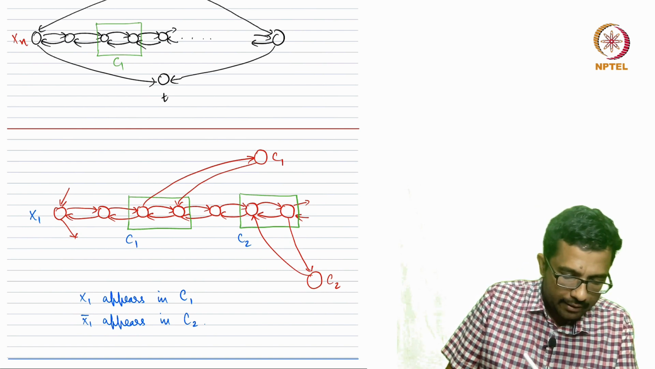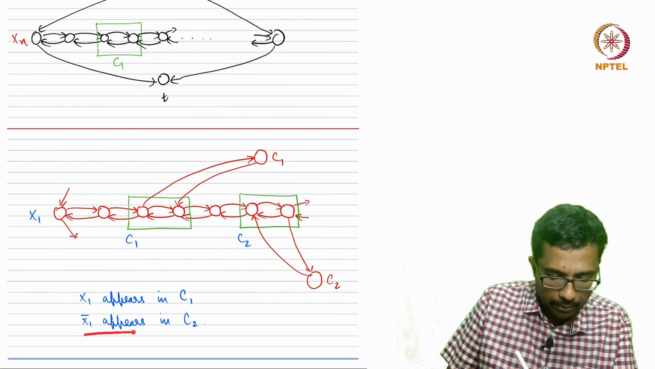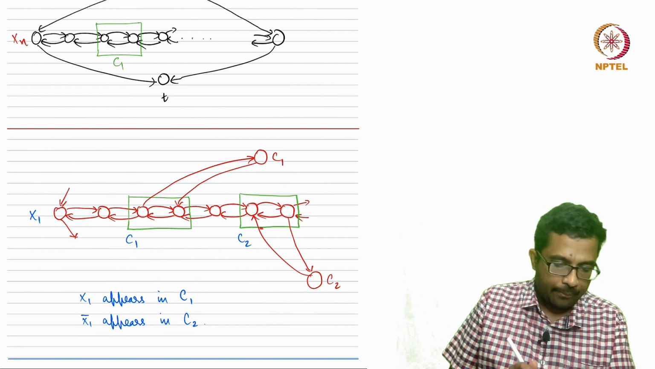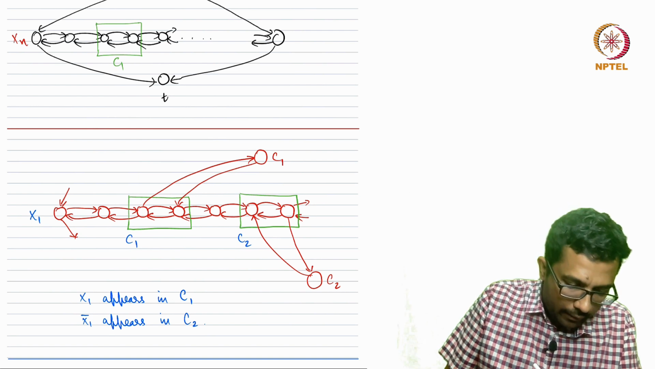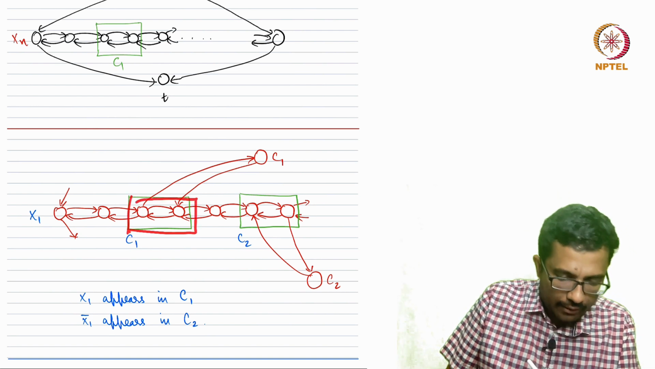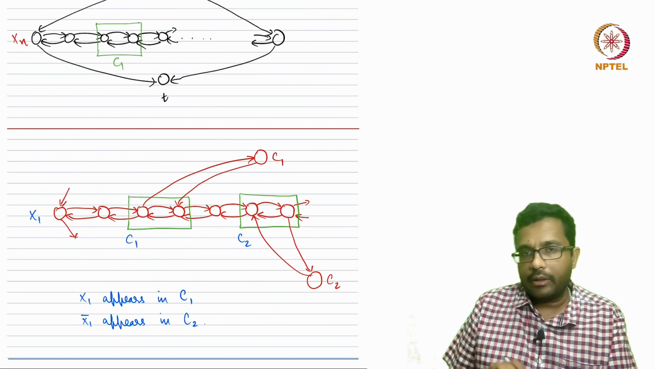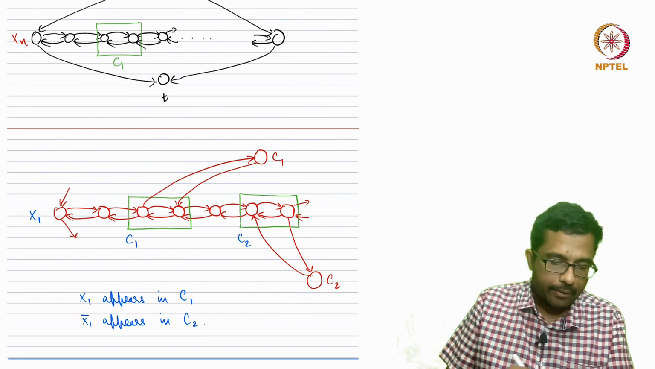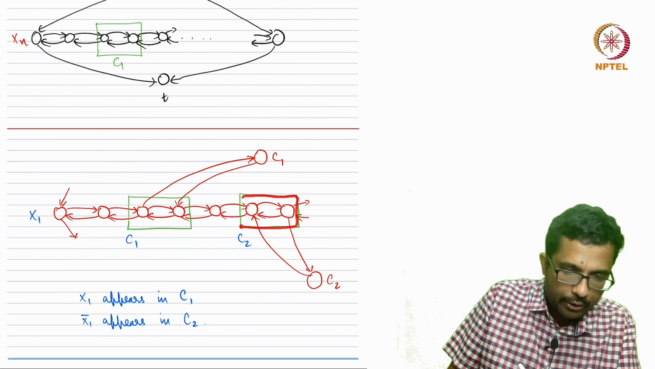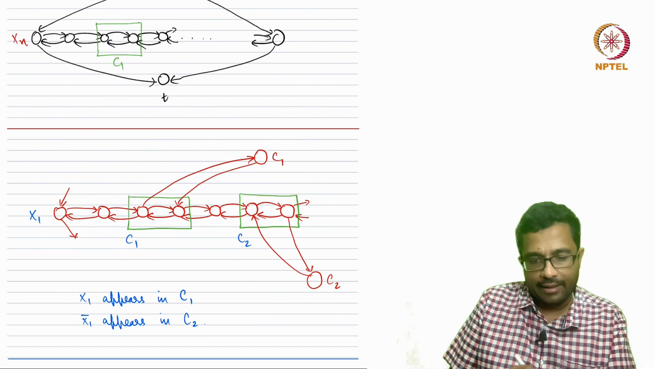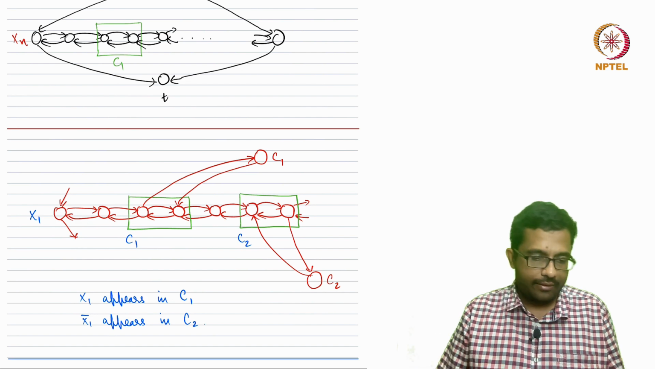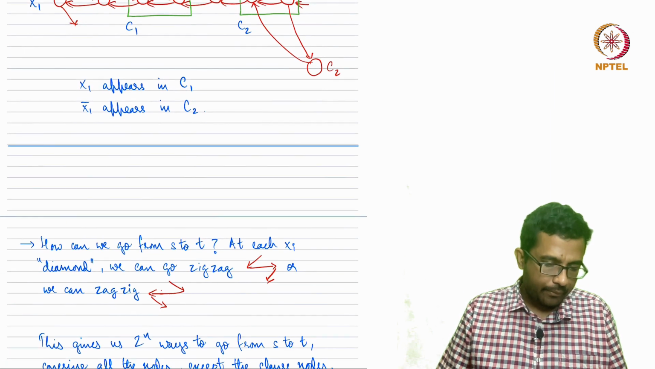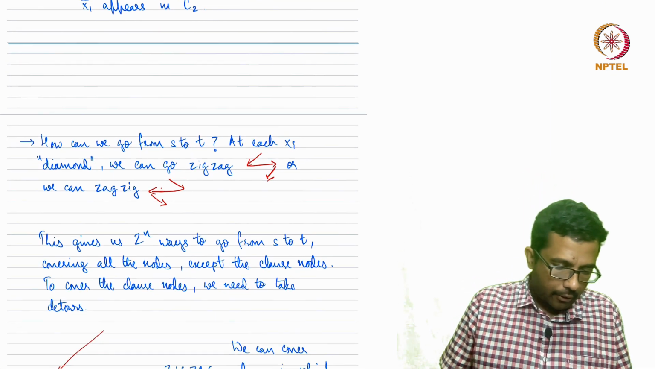When x1 appears in C1, this is the thing, and x1 complement appears in C2, this is the thing. From the box marked C1, we are only going to connect to C1 and nothing else, and from the box marked C2, we are only going to connect to C2 and nothing else. That's why we have separate earmarked boxes for each clause.